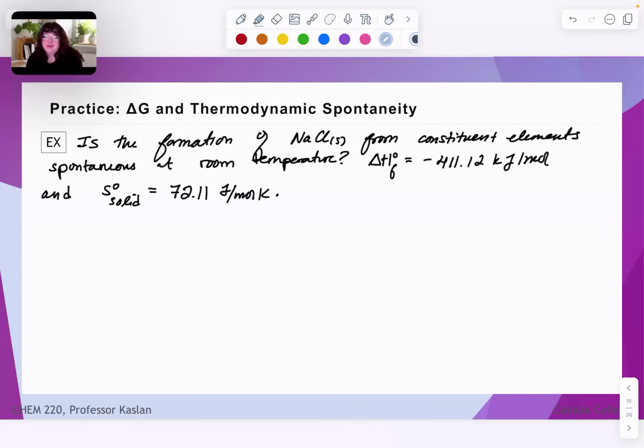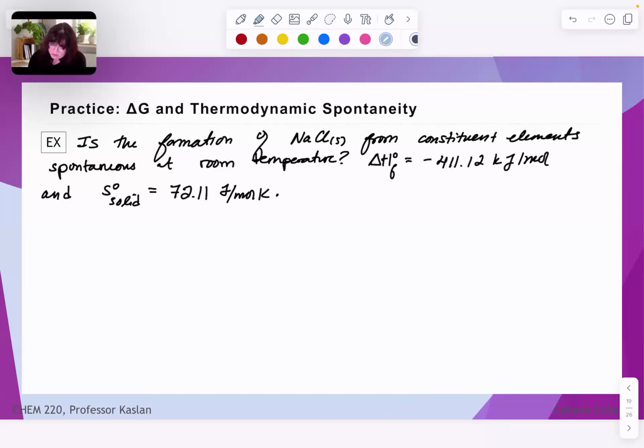All right, hello everybody. Let's get back into this idea of using Gibbs free energy as our metric of determining whether or not a process is spontaneous or not. So let's look at this example here that I've provided for us, where we are trying to determine if the formation of sodium chloride solid from its constituent elements is spontaneous at room temperature. And I've given us some thermodynamic data about that reaction.